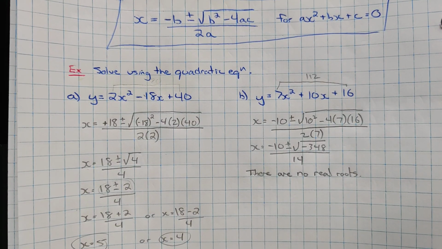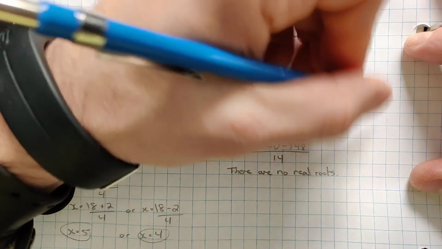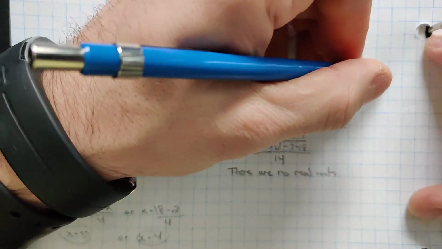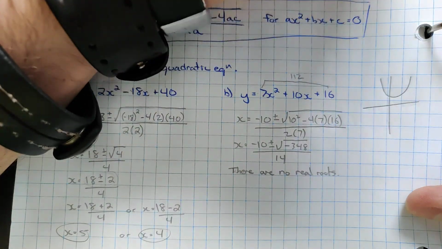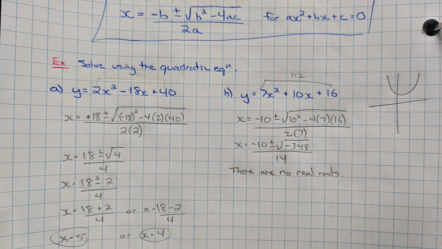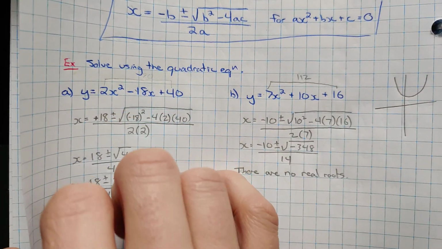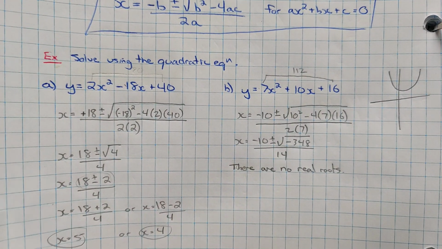That means this graph here does not cross the x-axis. Because we know it's opening up, it's going to look something like this. It's never going to cross the x-axis. So that is a situation that occurs with the quadratic equation.